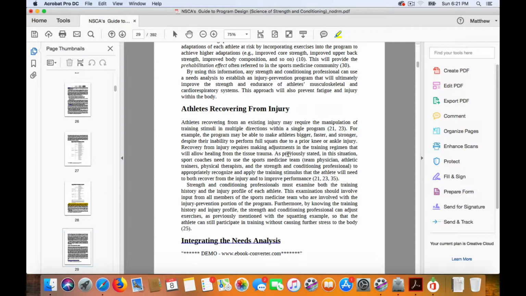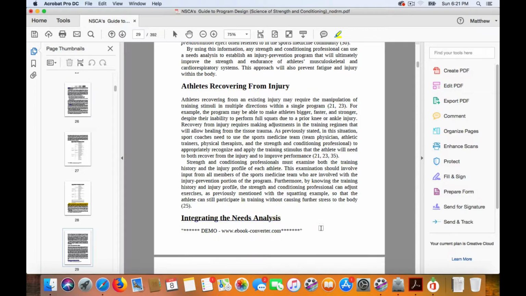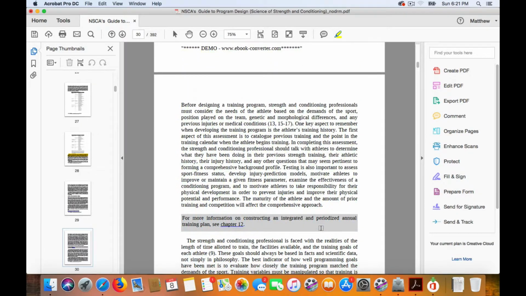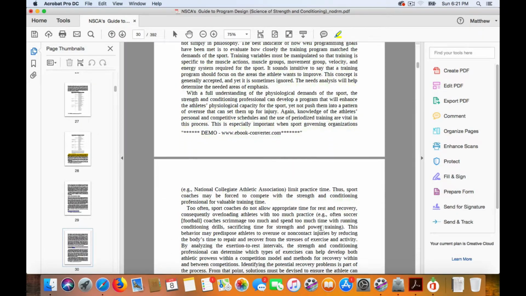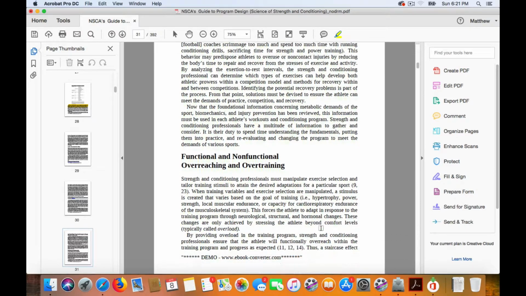But if their sport demands excessive squats, like say the Olympic snatch, for instance, that requires a fair amount of knee and ankle flexibility. So no matter how strong you are in a small range of motion, if you have any weaknesses in any range of motion, that's going to really affect your overall performance. So then it goes through integrating your overall program design.